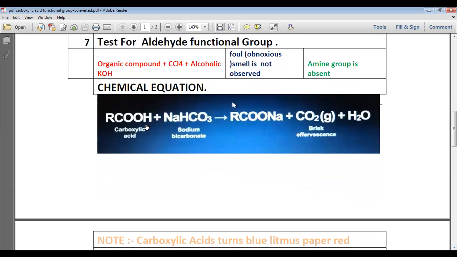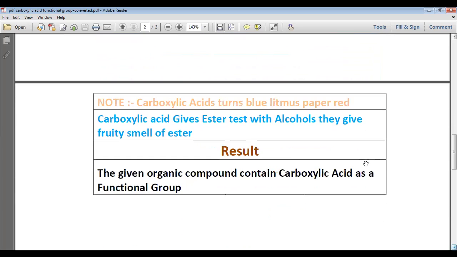So we can write RCOOH, which is a carboxylic acid. We allow it to react with sodium hydrogen carbonate, which is also known as sodium bicarbonate. So RCOONa, that is the sodium salt of the carboxylic acid, is produced, and because of the production of carbon dioxide gas, we get brisk effervescences, and that is how we confirm the presence of the carboxylic acid group. Please note that carboxylic acid turns blue litmus paper red, and carboxylic acid even gives the ester test. When we mix the carboxylic acid with alcohol, it gives the fruity smell of ester.